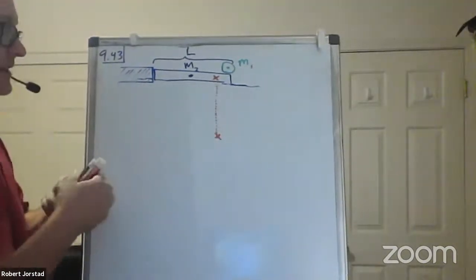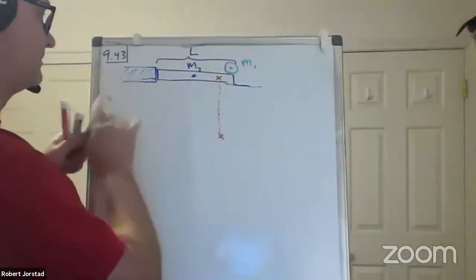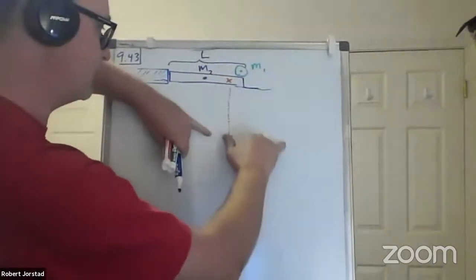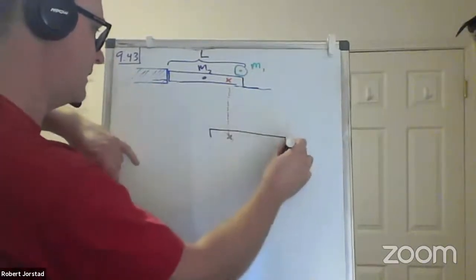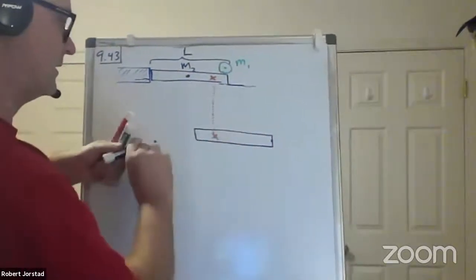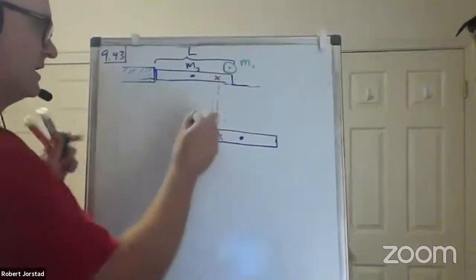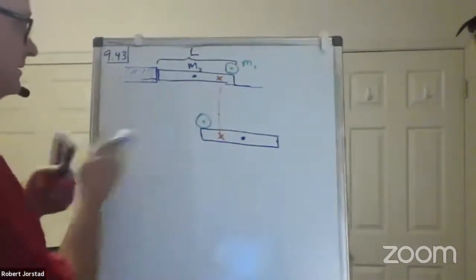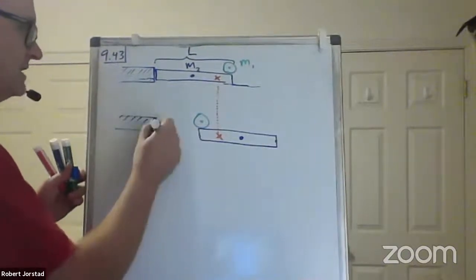And so what happens here is the canoe has moved. The center of mass of the canoe is now over here. The zombie is over here. And it got closer to the dock. But it didn't make it all the way.